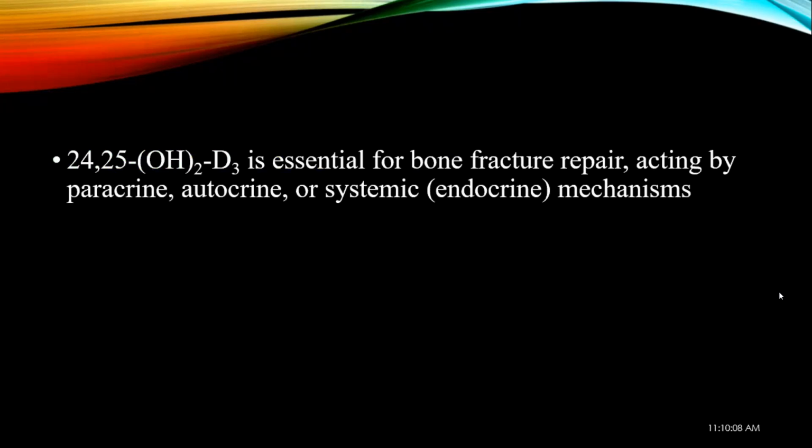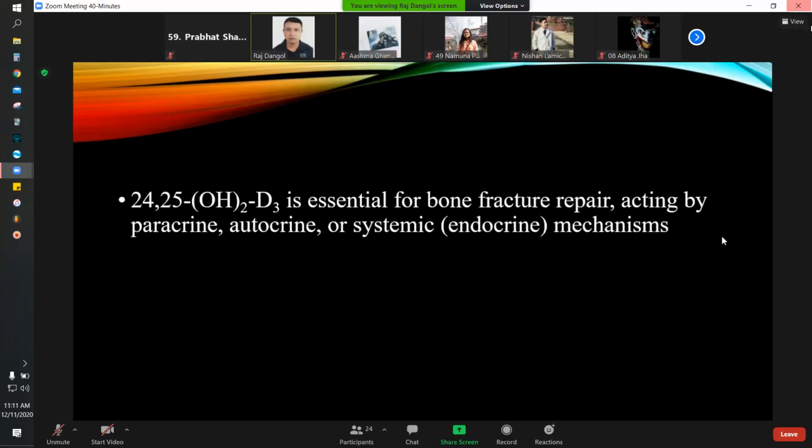And there is another form of vitamin D, 24,25 dihydroxycholecalciferol, which is essential for bone fracture repair, acting by paracrine, autocrine, or endocrine mechanisms. Compared to calcitriol, this 24,25 dihydroxycholecalciferol is less active, and its function is not well established. However, it is found beneficial and necessary for bone fracture repair, through systemic endocrine mechanisms.